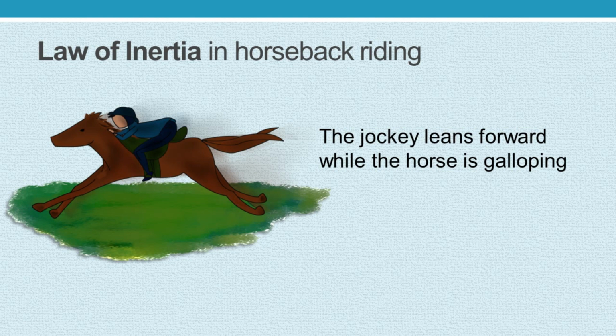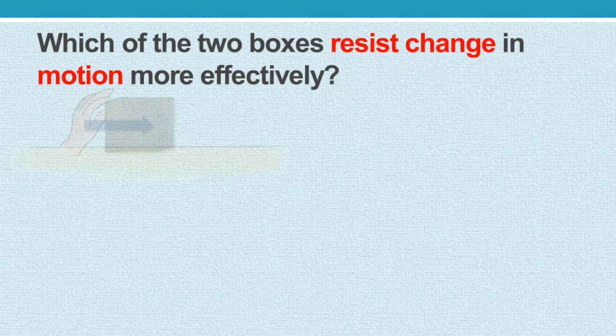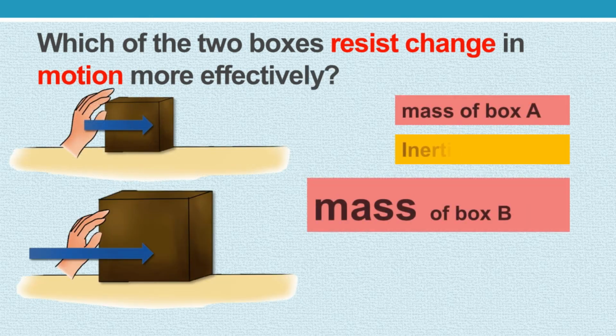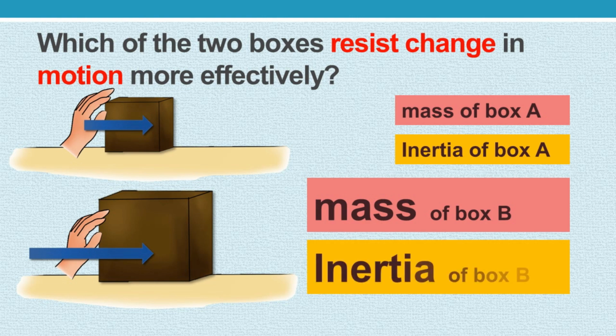Which of the two boxes resists change in motion more effectively? The mass of box A is less than the mass of box B. Therefore, the inertia of box A is less than the inertia of box B. The quantitative measure of inertia is mass. The greater the mass, the greater the inertia. Objects with greater inertia are more difficult to accelerate and decelerate.